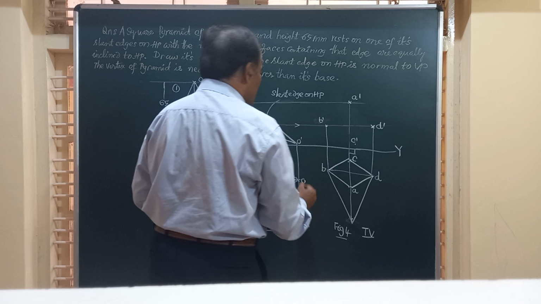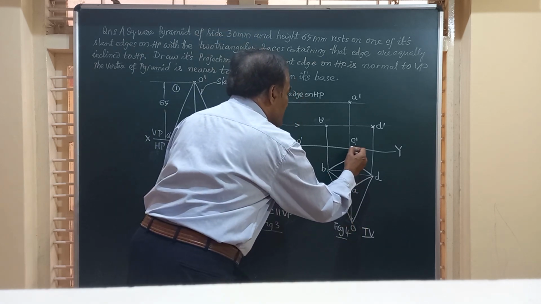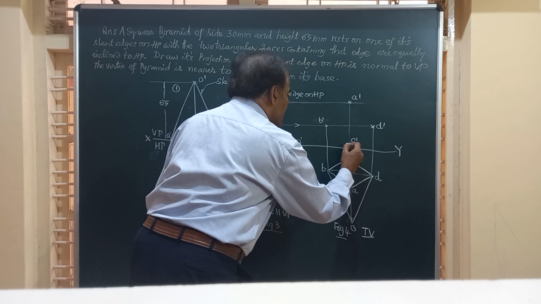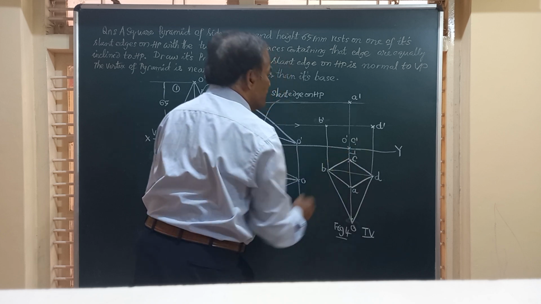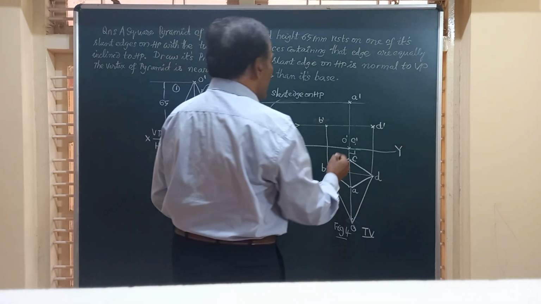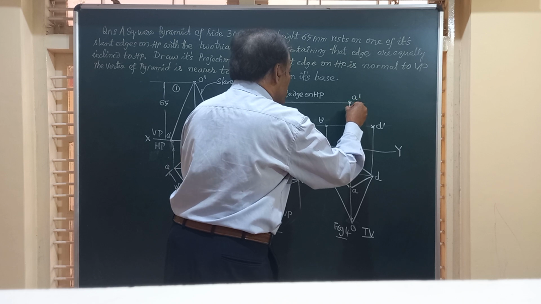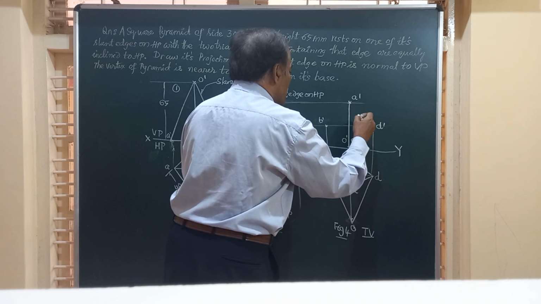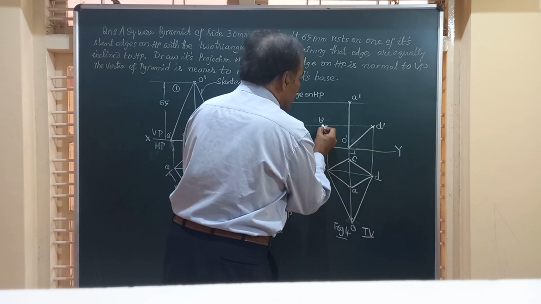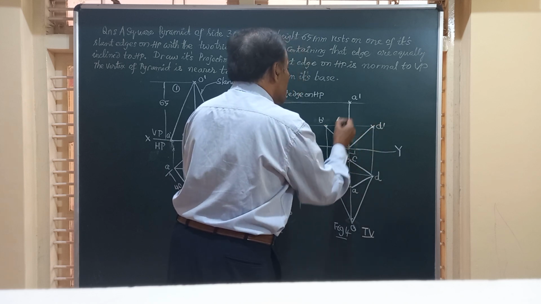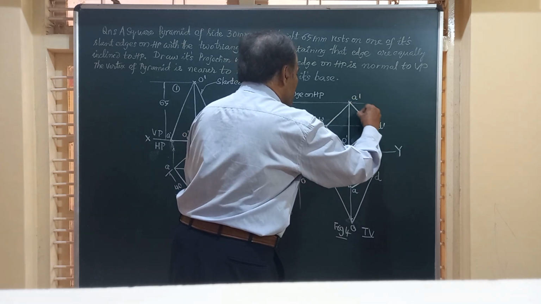Friends, mark O the vertex. So this is the vertex here, and this will give you the vertex here. So we will call this vertex O dash. Friends, join O dash to all these. So I will join O dash to A dash, O dash to D dash, O dash to B dash, then A dash B dash, A dash D dash.